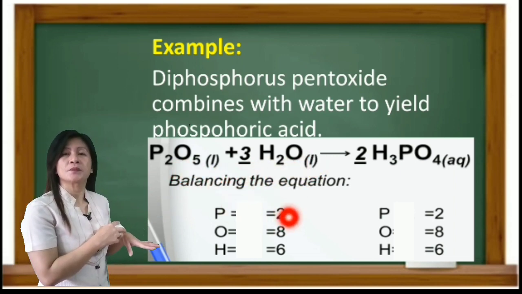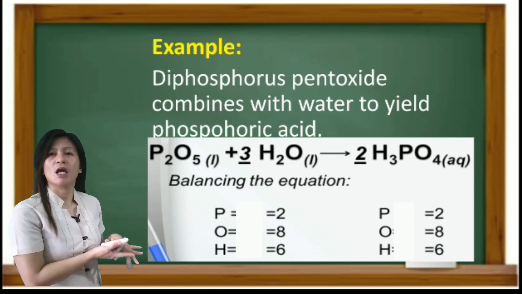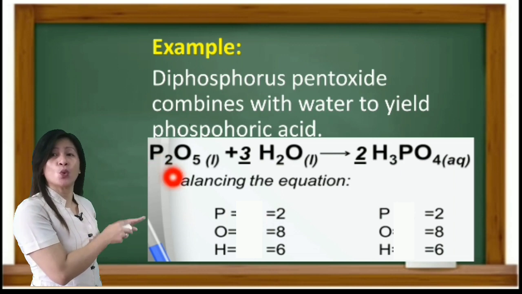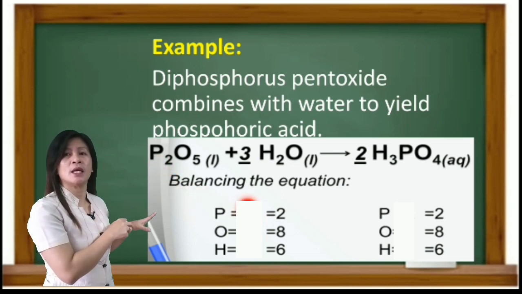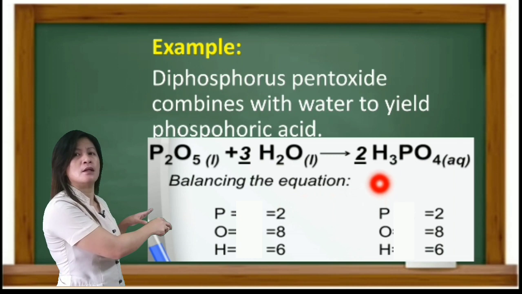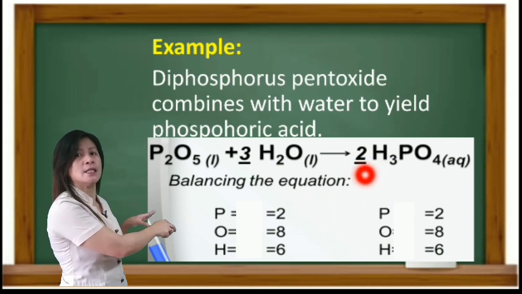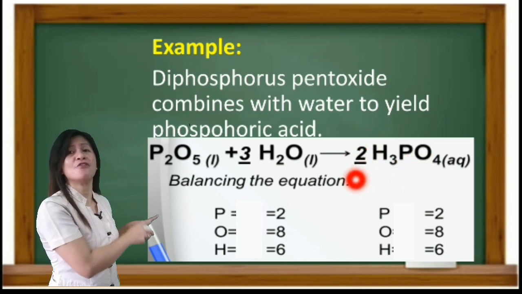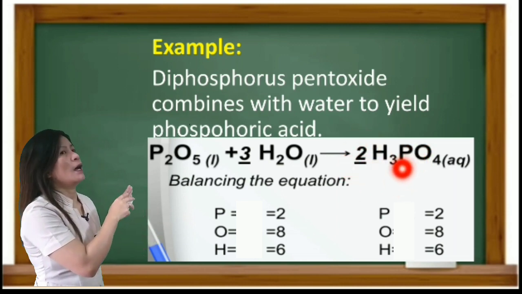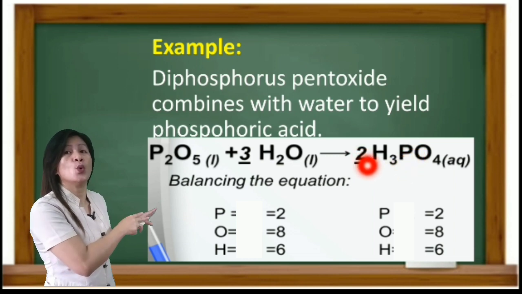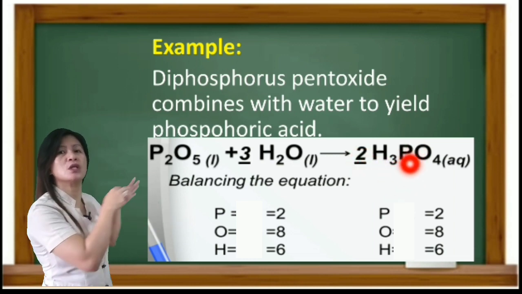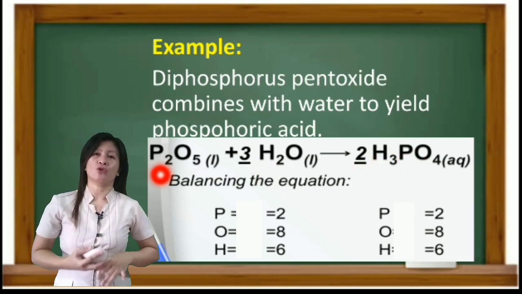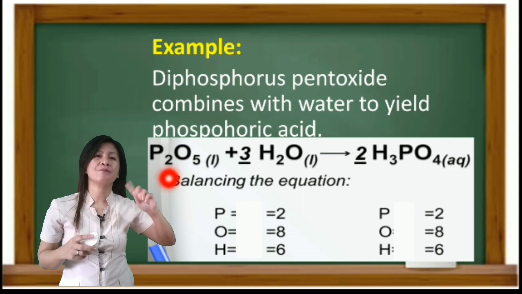Let's go to phosphorus. Phosphorus is initially 2. That 2, after putting 2 on the right side, the product side, becomes equal already. So the number of atoms of phosphorus is now equal by putting 2 on the right side. In that case, you don't need to put any more coefficient in front of diphosphorus pentoxide. So that's another guideline for balancing.